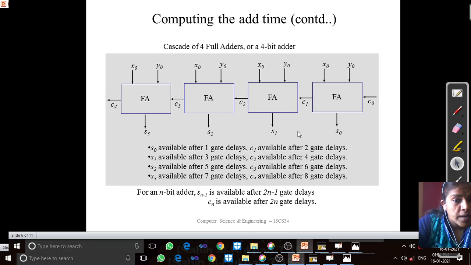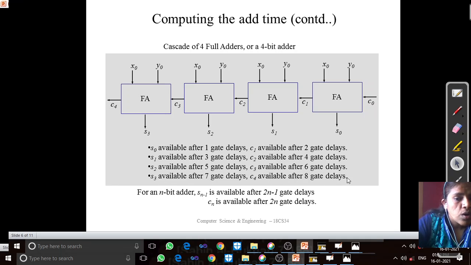Similarly, S1 is obtained after generating S0 and C1. S0 and C1 means it is 3 gate delays. Okay, and C2 is obtained with how many gate delays? C2 is obtained with 4 gate delays. In general, S3 is obtained.